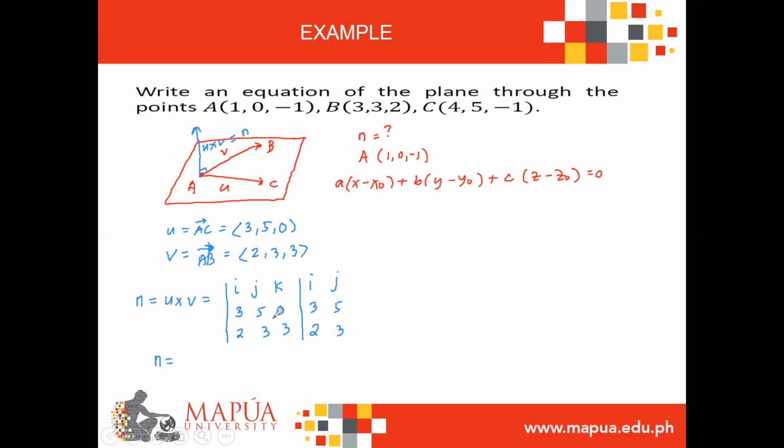So we now perform diagonal multiplication. So we have 15i, then this is 0j, then plus 9k, minus we have 10k, then we have 0i, then you have plus 9j. So simplifying, we have now 15i minus 9j, plus 9k minus 10k, 0i, then this is 9j.